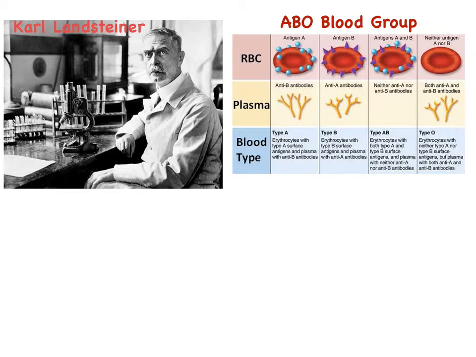On the other hand, we have the AB individuals. They are very lucky. They can get blood from A, B, O, and also from AB because they don't have any antibodies in their plasma.